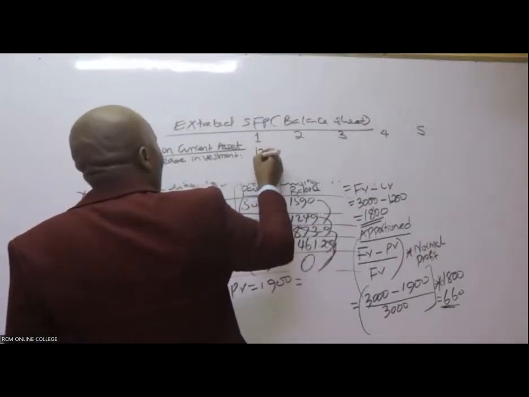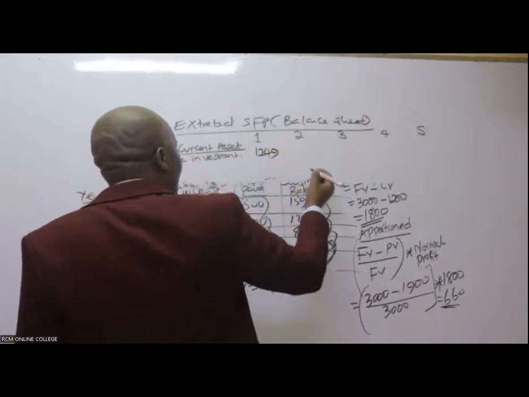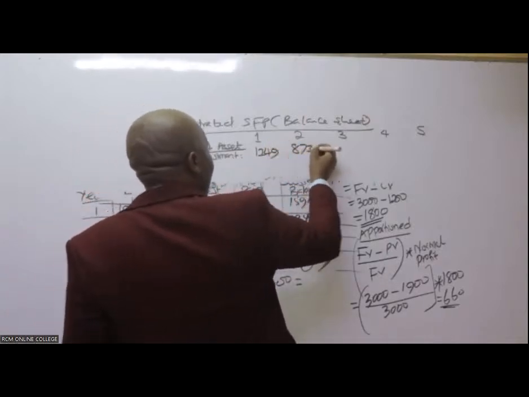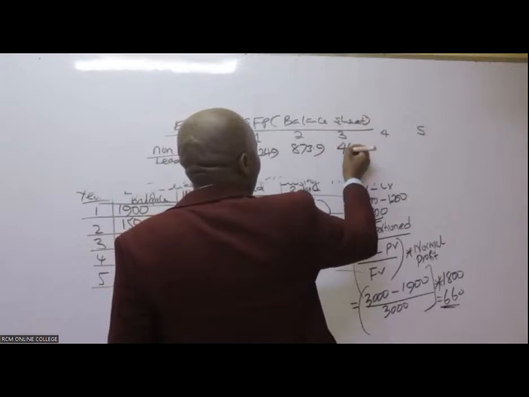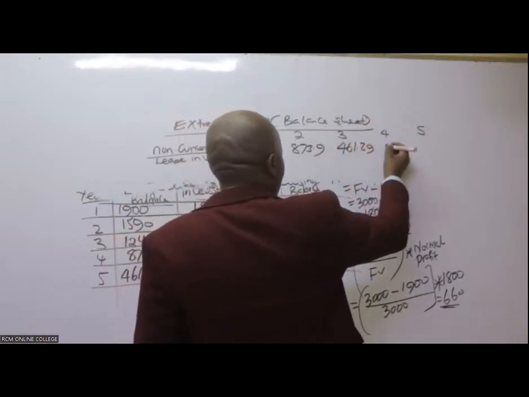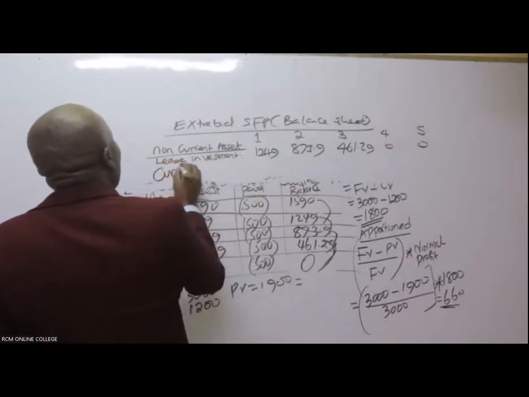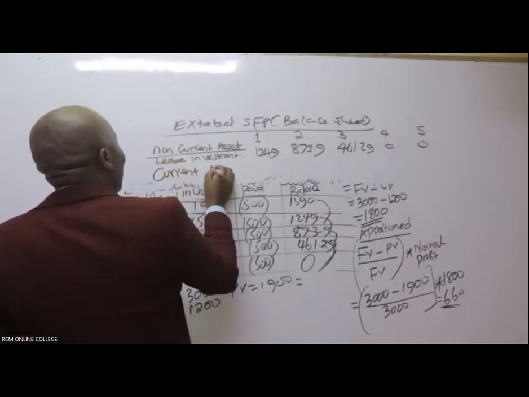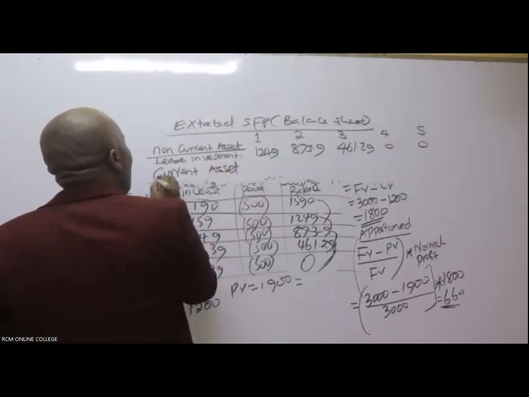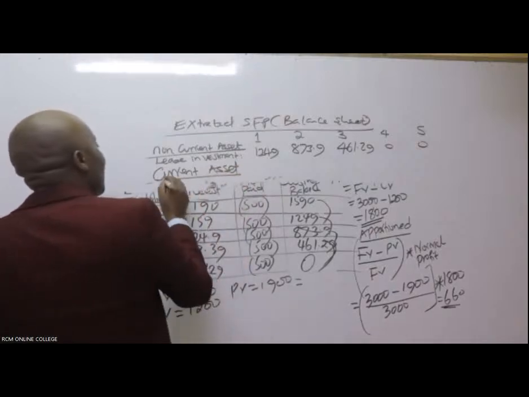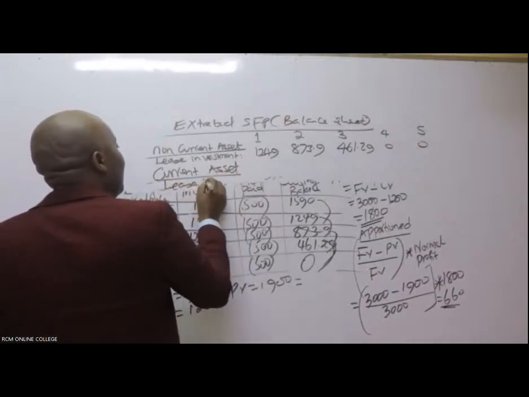So we have here 1249. We have 873.9. We have 461.29. We have 0. We have 0 like that. And then we have the current asset. You can't call them receivables. No. You will still come and call them what here? Lease investment.